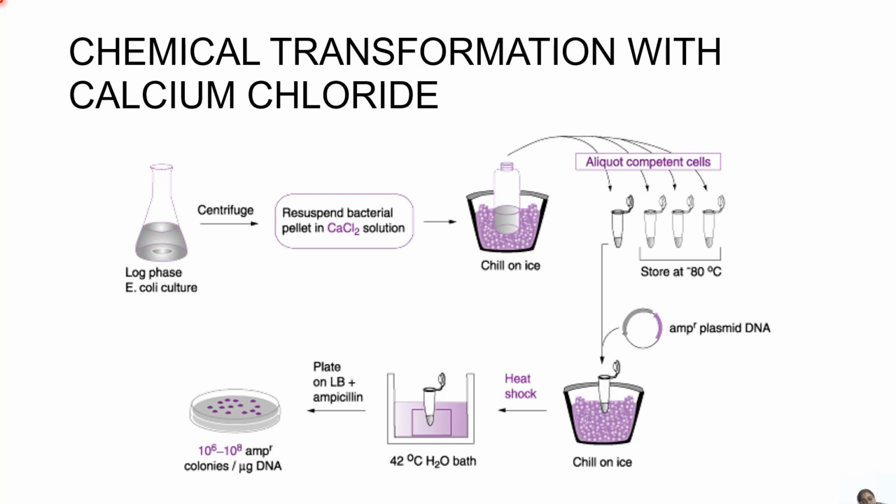We basically make pores on the cell membrane, and then we chill it on ice with the plasmids, and then we do heat shock for 1.5 minutes with the plasmid of interest, and that's how we do the transformation. And then we plate on LB and ampicillin, because the plasmid of interest will have the ampicillin resistance gene.